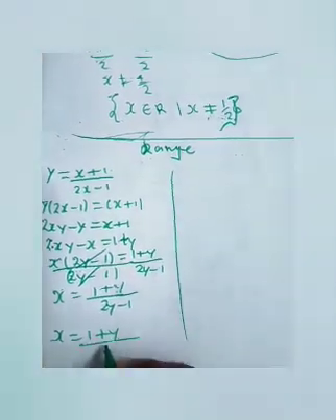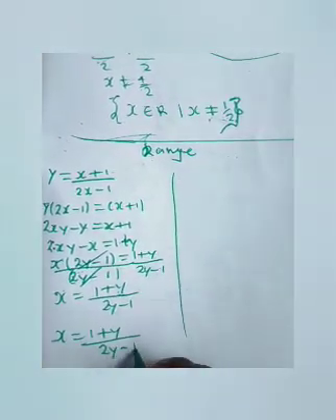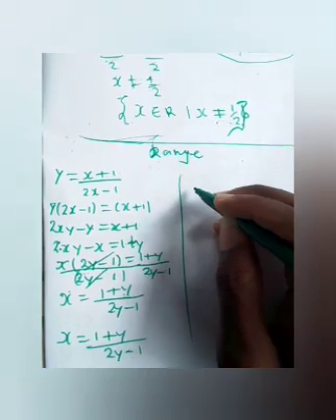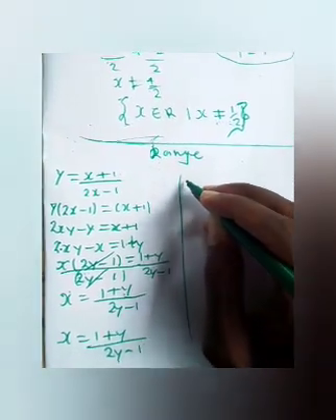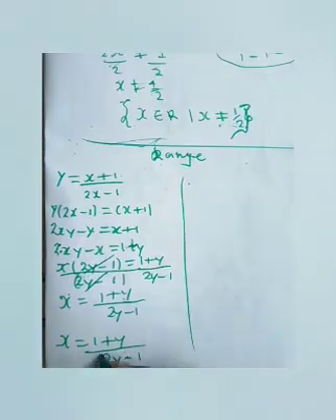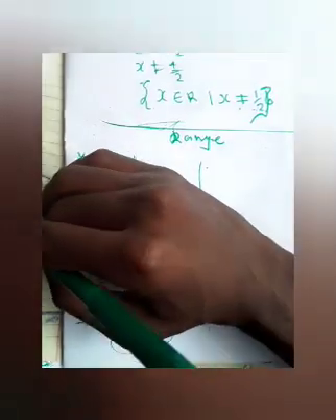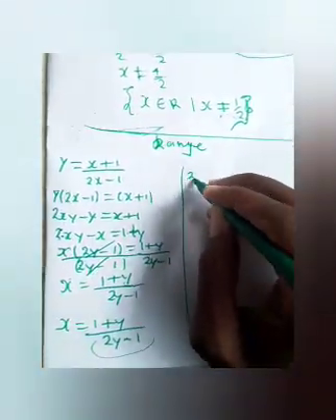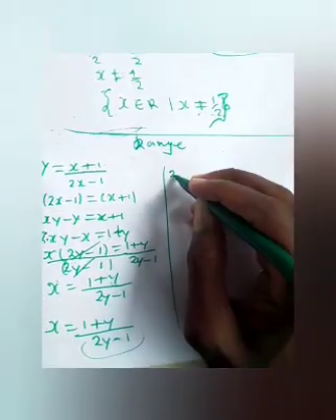I know some of you might be like, what are you writing? Okay, so I'll need to get this denominator now that I have, and say it should not be equal to 0. And what I'll find is my range.